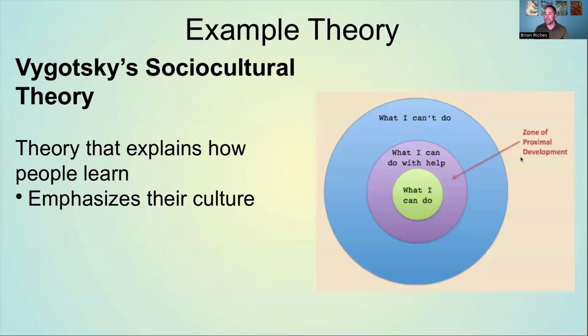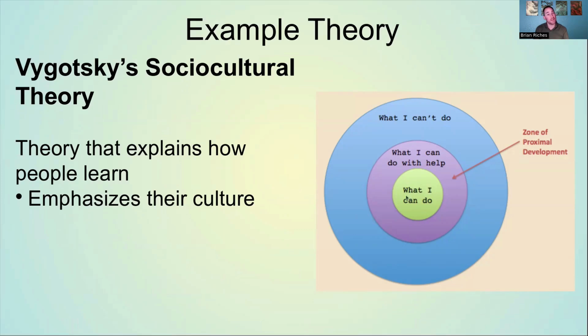So let's look at an example of an actual theory in psychology. This is part of Vygotsky's sociocultural theory. We'll talk about it in more detail later on, but the basic theory is that people learn from their cultural environment. People learn from others around them. Your culture will give you what's important in the place that you live. So this specific model here is called the zone of proximal development.